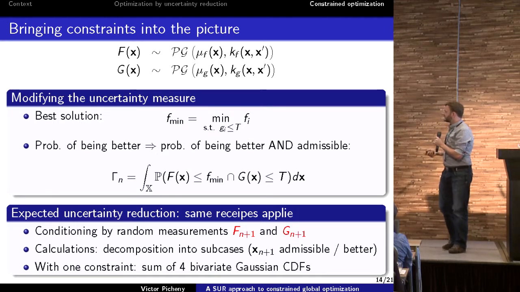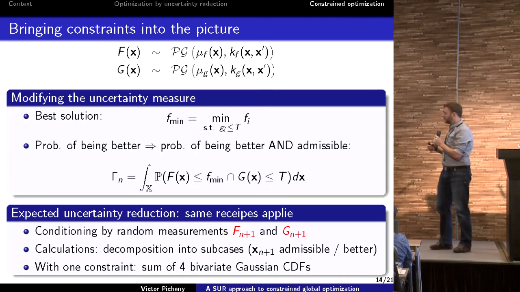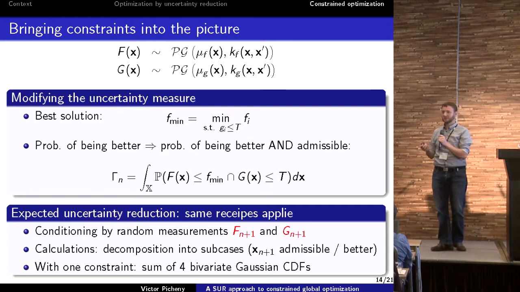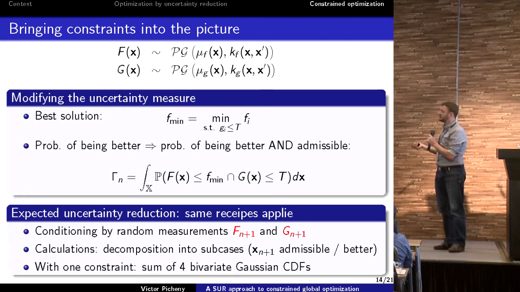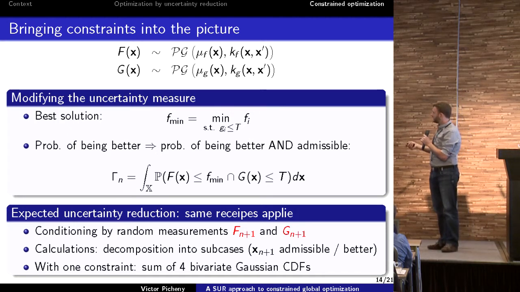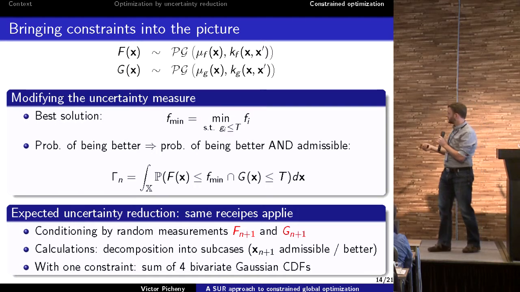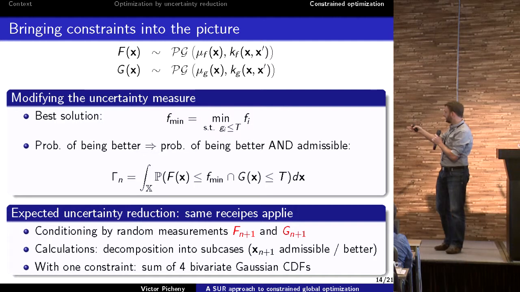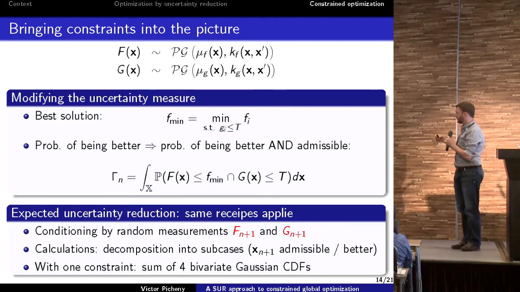If you have constraints, for simplicity I just have one constraint here, but it's easily generalizable. You have your objective F, your constraint G, and Gaussian process priors. Previously we had the volume below F min as our uncertainty. Now we want to be below F min and inside the admissible region. So we do a simple modification of the uncertainty measure. First, F min becomes the minimum over the admissible experiments, of course. And instead of the probability of being better, we have the probability of being better and admissible. So it writes simply as the probability of F being below F min and G below the threshold. I'm not going to detail the calculations, but it's the same idea.